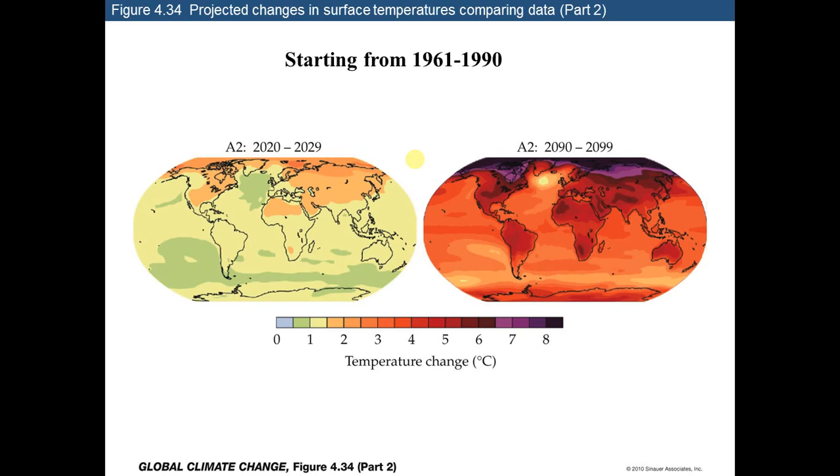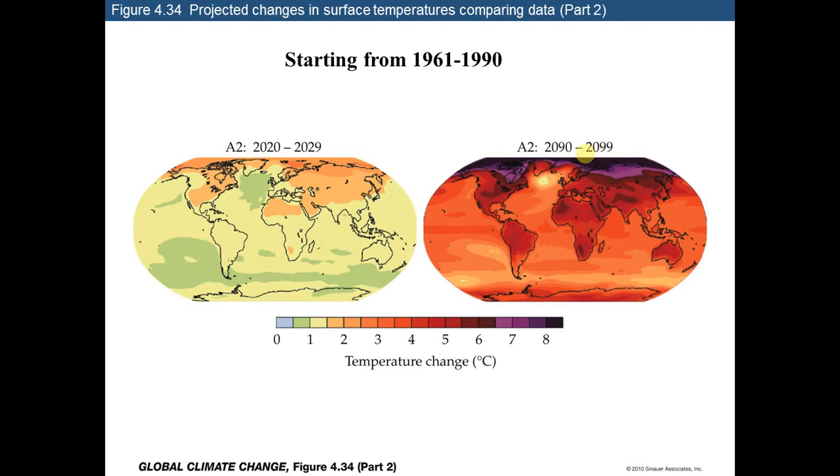So, here are projected changes in surface temperature across the world, according to the A2 scenario. And this starts from basically the average temperatures of the 30-year period between 1961 and 1990. So you start with the average temperatures in that 30-year period, and then you see how temperatures will change by the 2020s, and how temperatures will change between this 1961 through 1990 period and the 2090s. Okay? What do you see?